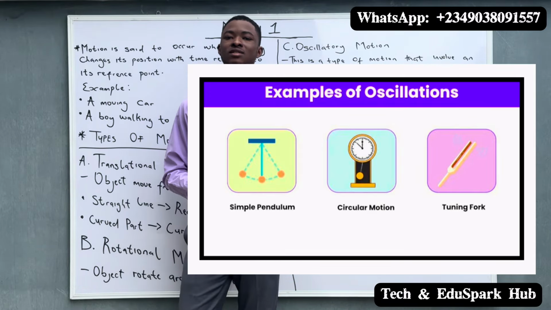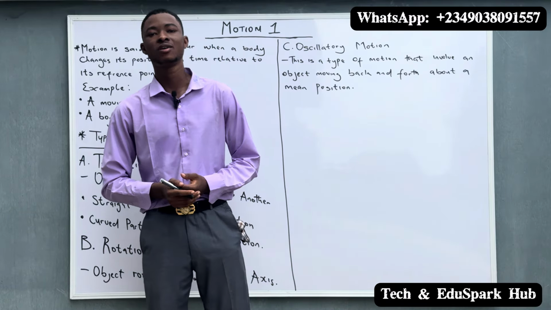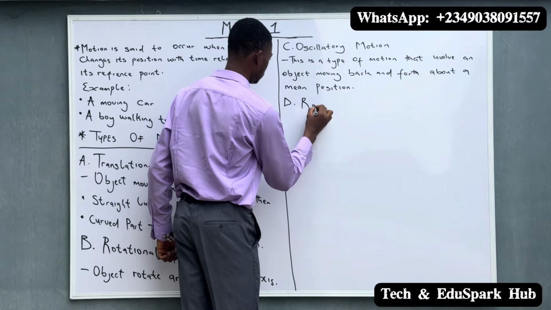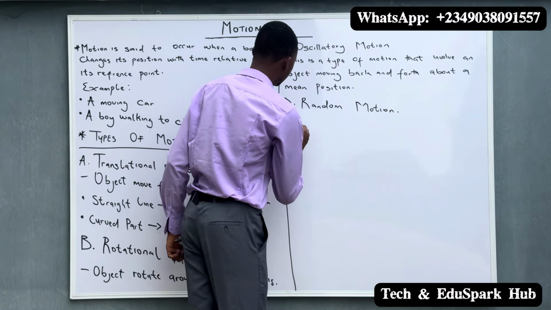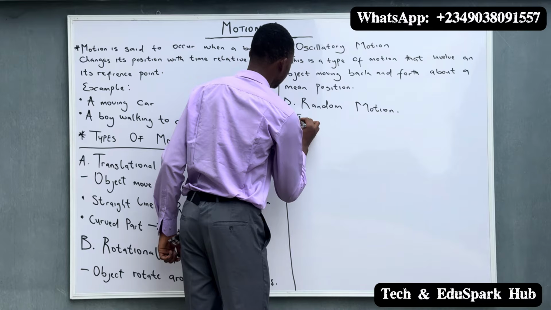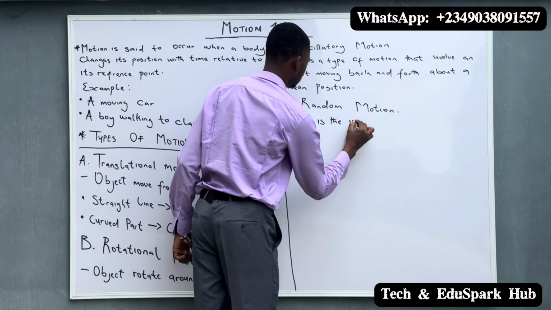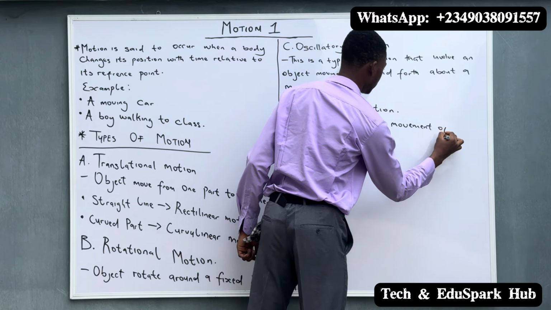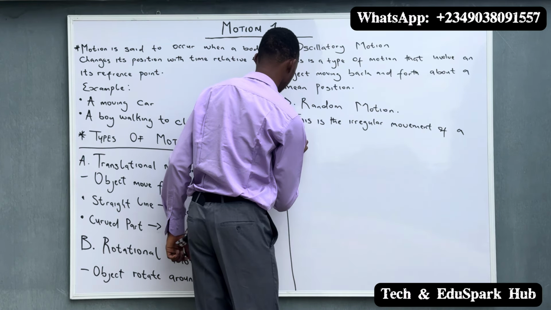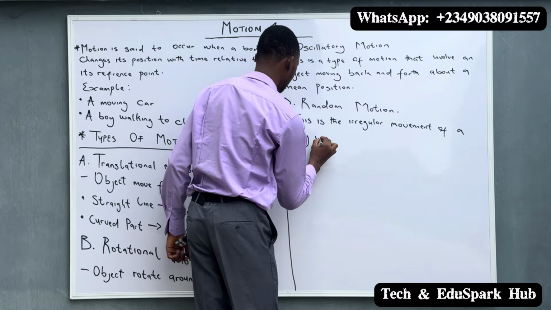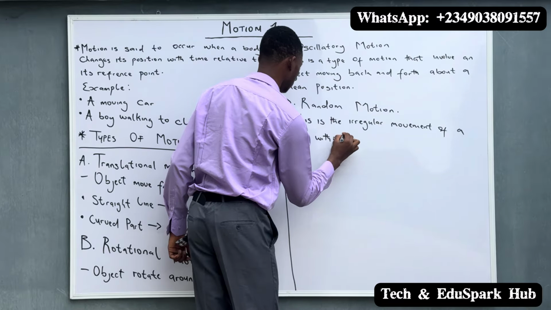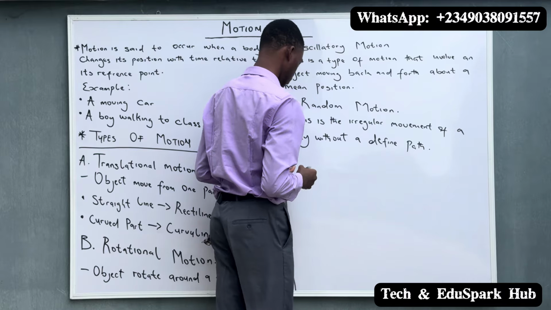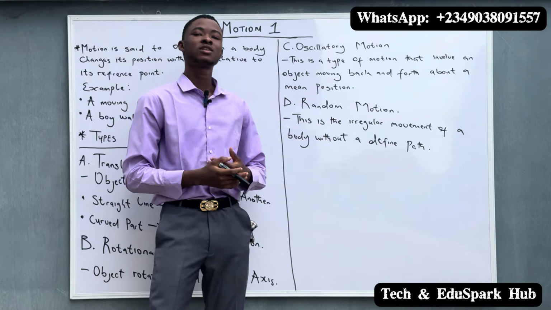And lastly, let's look at the last type of motion, which is the random motion. The random motion is the irregular movement of a body without a defined path. So the random motion is just like a zigzag movement.